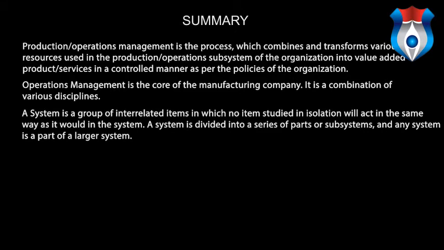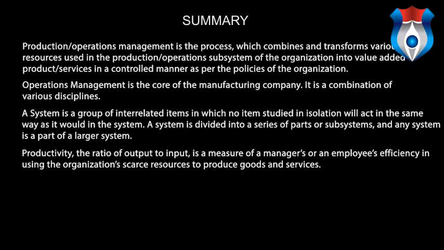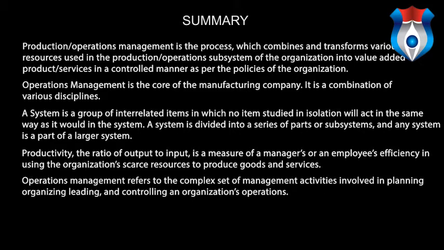A system is a group of interrelated items in which no item studied in isolation will act in the same way as it would in the system. A system is divided into a series of parts or subsystems, and any system is a part of a larger system. Productivity, the ratio of output to input, is a measure of a manager's or an employee's efficiency in using the organization's scarce resources to produce goods and services. Operation management refers to the complex set of management activities involved in planning, organizing, leading, and controlling an organization's operations.